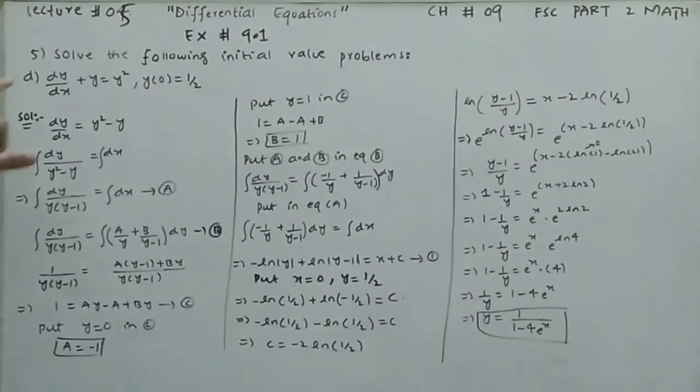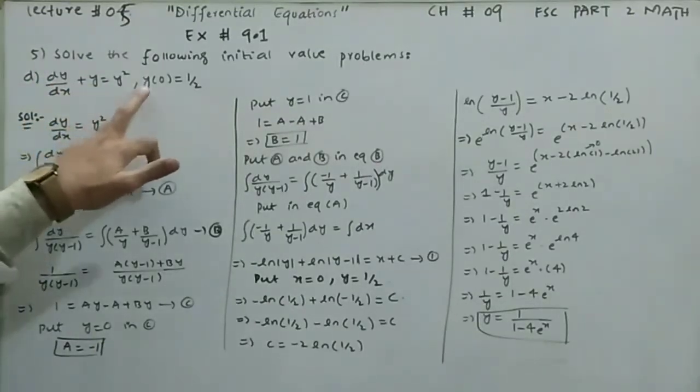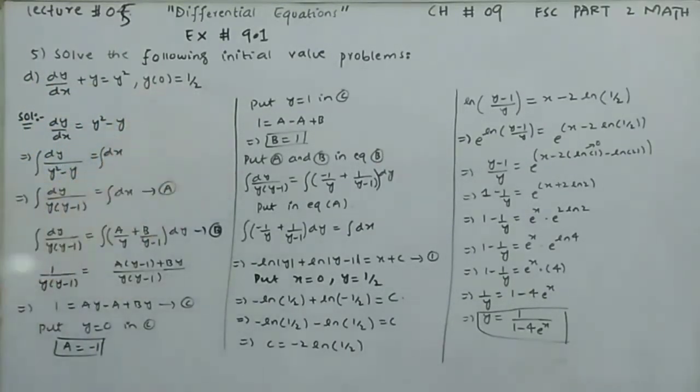Now let's understand part number D, which is a little bit difficult as compared to the other parts of this question number 5. dy by dx plus y is equal to y square, while the condition is y of 0 is equal to 1 over 2. Moving to the solution.